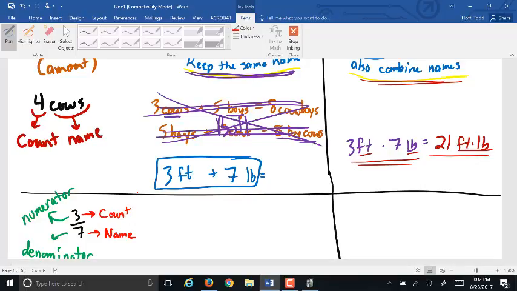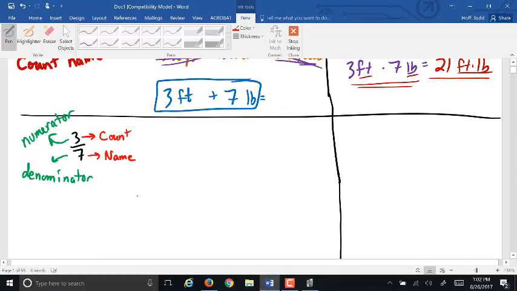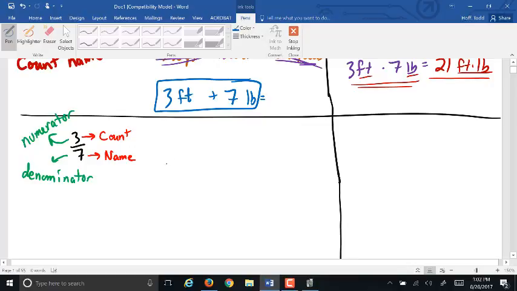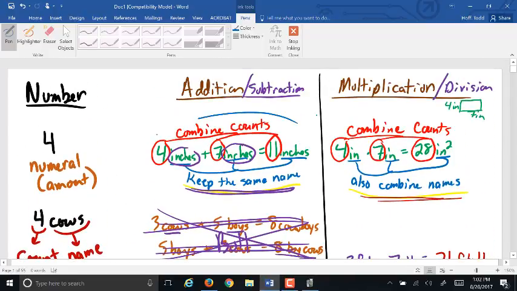Now, when we look at fractions in more detail, we'll define what it means to be a seventh. But for right now, we just need to know that that is a count and a name. And when we go to add fractions, somewhere back in 3rd or 4th grade, that teacher said to add or subtract fractions, you must have a common denominator. That is not a new rule for fractions. Anytime we add numbers, we must have the same name.